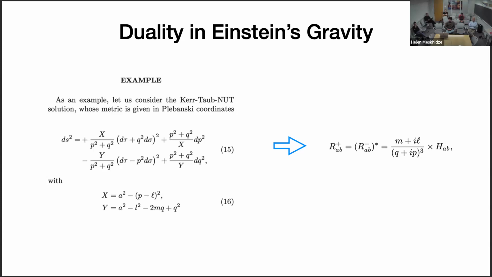Here I've written it in the Plebanski coordinates. Most people are familiar with the Boyer-Lindquist coordinates, but these coordinates are very nice to work with. It depends on three parameters: the rotation parameter, the Schwarzschild mass, and the NUT parameter, which here is L. And I think that should be the same L.